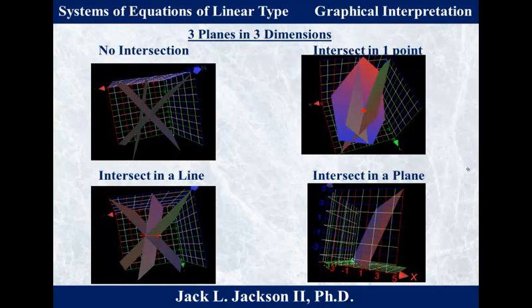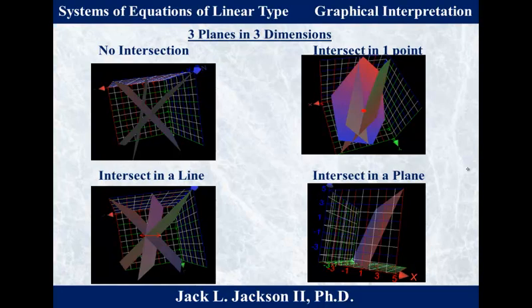So we would call a system of equations that gave us no intersection an inconsistent system, and we would say it has no solution. If it intersects in one point, we would say that system is consistent and independent, and we get one solution.